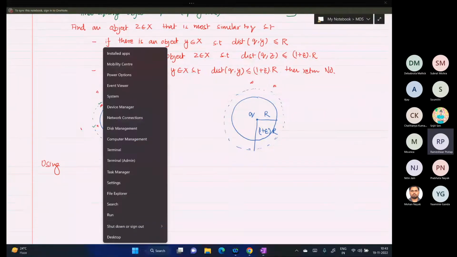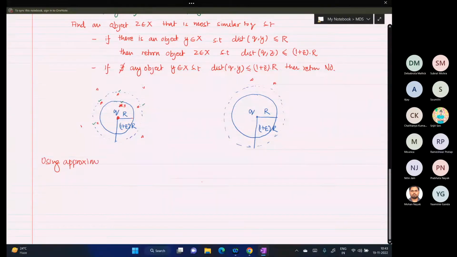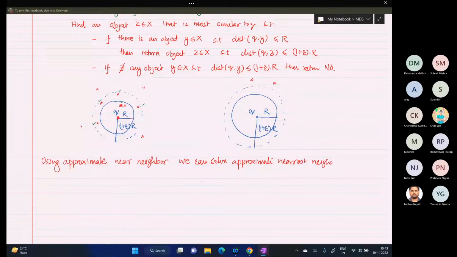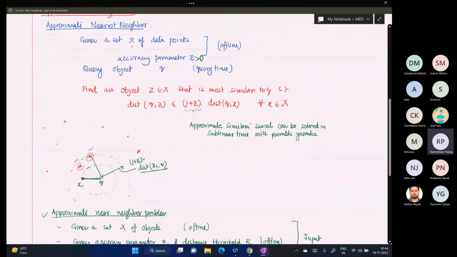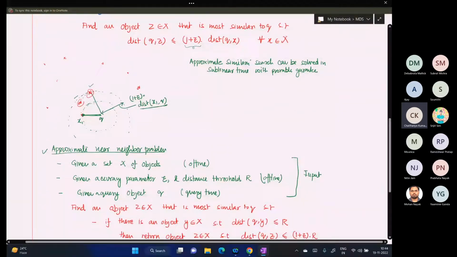Using the approximate near neighbor problem, we will solve the approximate nearest neighbor problem. What I mean is, if we have any algorithm that solves the approximate near neighbor problem, then by calling that algorithm multiple times, we can solve the approximate nearest neighbor problem. Any idea? If we set r equal to 1, it's the same? Then near neighbor will become nearest neighbor, right?